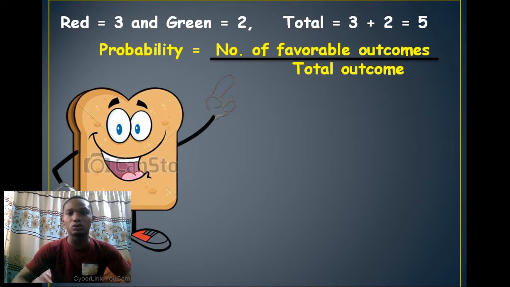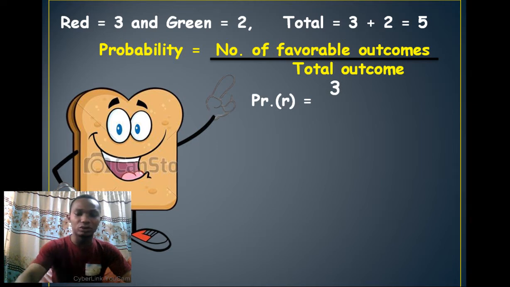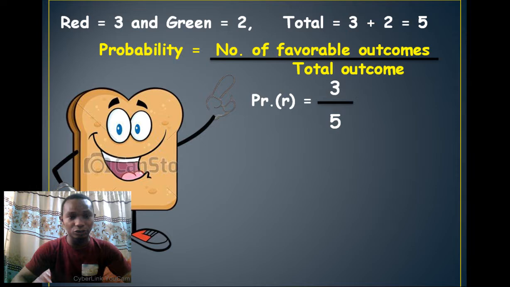Probability is equal to the number of favorable outcomes divided by the total outcome. Now the probability for red, remember the first question is what is the probability of picking red? Then the probability for red is equal to 3, because we have 3 red balls, divided by 5. Then that's actually correct, right? The first thing you do is find the probability of the red ball, and we've gotten that to be 3/5.